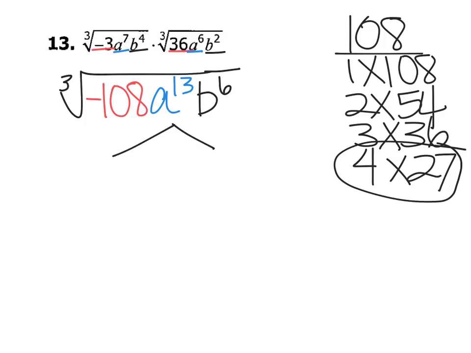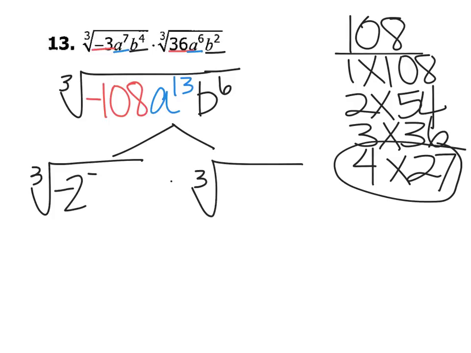We want to break this up into what we can take the cube root of times what we can't take the cube root of. We can take the cube root of negative 27. We always want to get rid of that negative when we can. Can't take the cube root of 4. Then we've got A to the 13th.